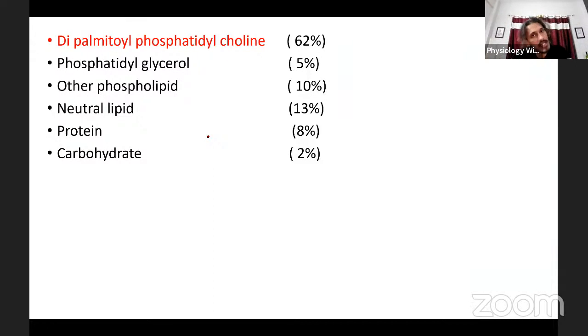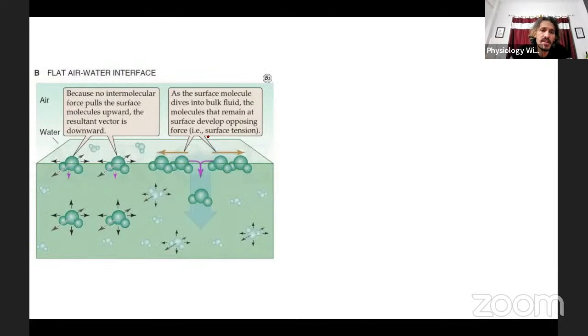What are the components of this? Dipalmitoyl phosphatidylcholine is a major component, 62%. What else is there? Phosphatidyl glycerol is there, cholesterol is there, other phospholipids are there, neutral lipids are there, protein is there, some amount of carbohydrate is there. Okay, so again, we understood this.